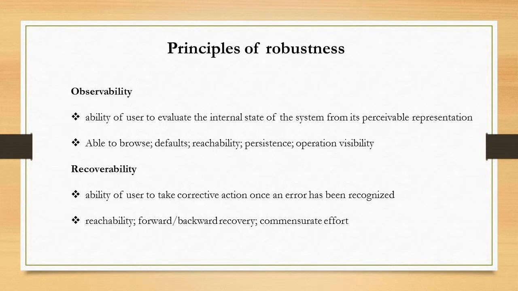Principles of robustness. Observability. Ability of user to evaluate the internal state of the system from its perceivable representation. Able to browse defaults, reachability, persistence, operation visibility. Recoverability, ability of user to take corrective action once an error has been recognized, reachability, forward or backward recovery, commensurate effort.